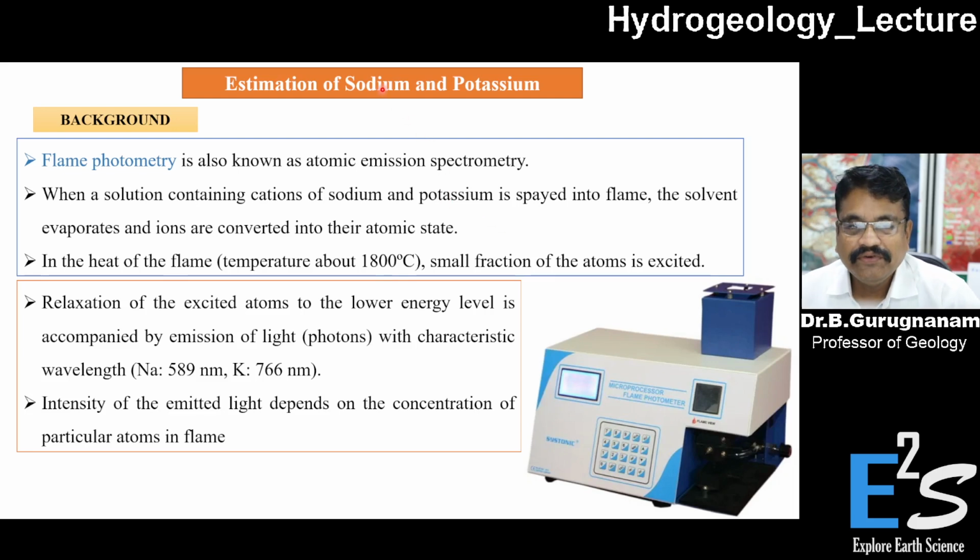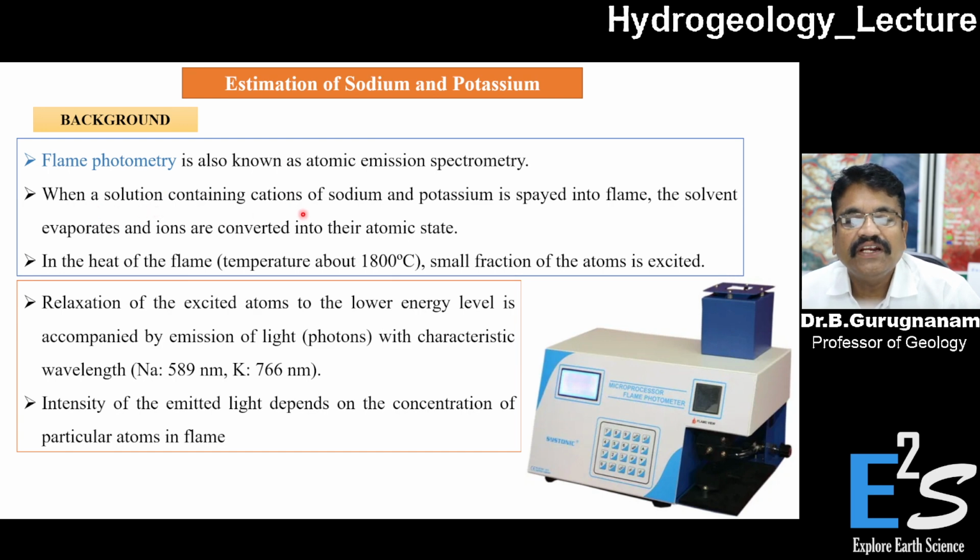And how are you going to calculate the sodium and potassium? By using a flame photometer. This is the instrument, the flame photometer. This is also known as atomic emission spectrometry. So now you are going to calculate from the flame, from the heat, the percentage of sodium and potassium in the flame photometer.